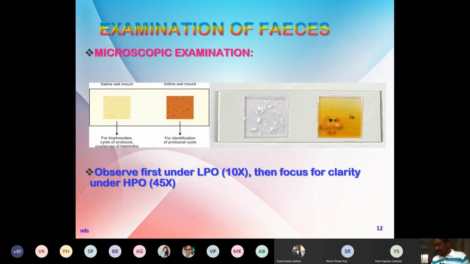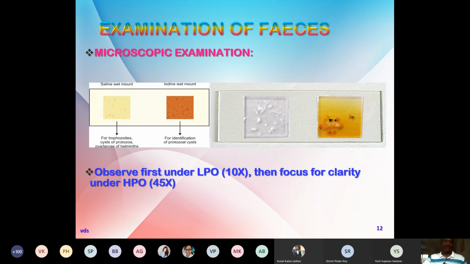Now let me clarify some important points regarding the saline preparation and iodine preparation. Definitely, saline preparation reveals all the different forms of the parasites. Trophozoites, cysts, even the oocysts can be observed properly. At the same time, eggs of helminths and larvae can also be observed under the saline preparation. That means saline preparation can be done particularly to observe parasitic infection. But the iodine preparation particularly is done for the cysts of protozoan parasites.